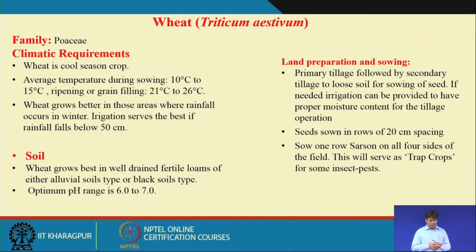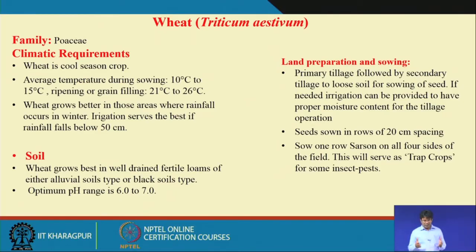Wheat grows better in those areas where rainfall occurs usually in the winter season, and irrigation serves best if rainfall is below 50 centimeters and you can provide irrigation water. The soil it grows best in is well drained fertile loam, either alluvial or black soil type. The optimum pH range is 6 to 7.